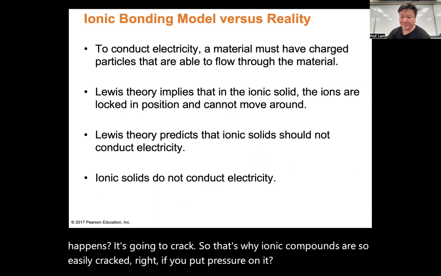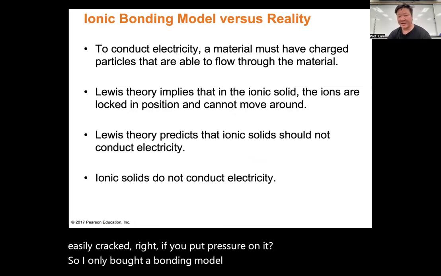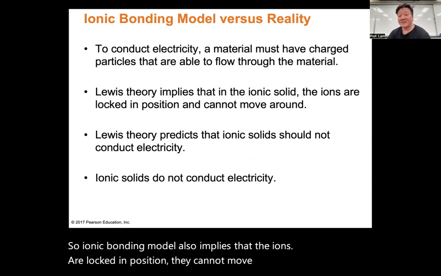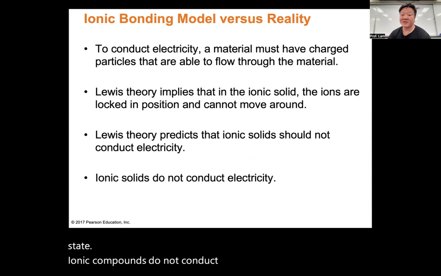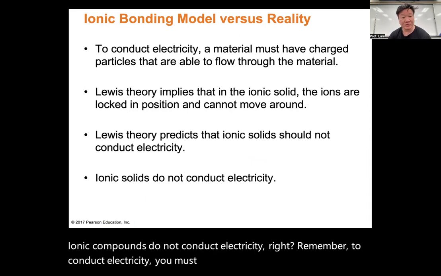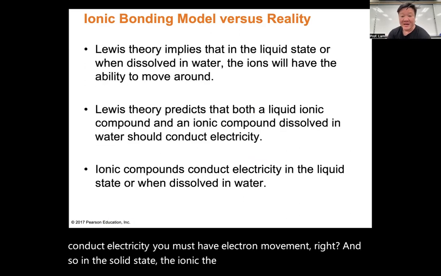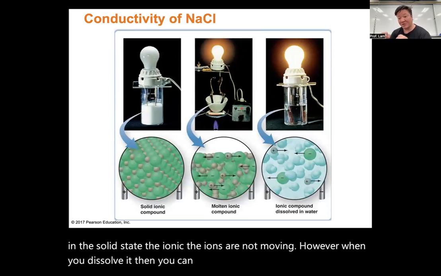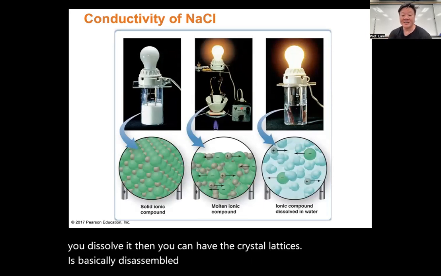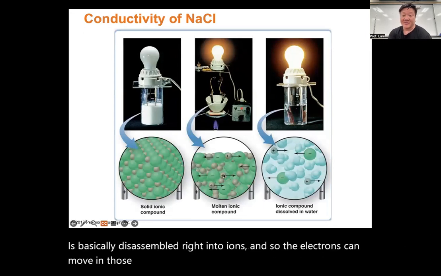So ionic bonding model also implies that the ions are locked in position. They cannot move around. So in the solid state, ionic compounds do not conduct electricity. Remember, to conduct electricity, you must have charge movement. And so in the solid state, the ions are not moving. However, when you dissolve it, the crystal lattice is basically disassembled into ions, and so the charge can move in those ions.